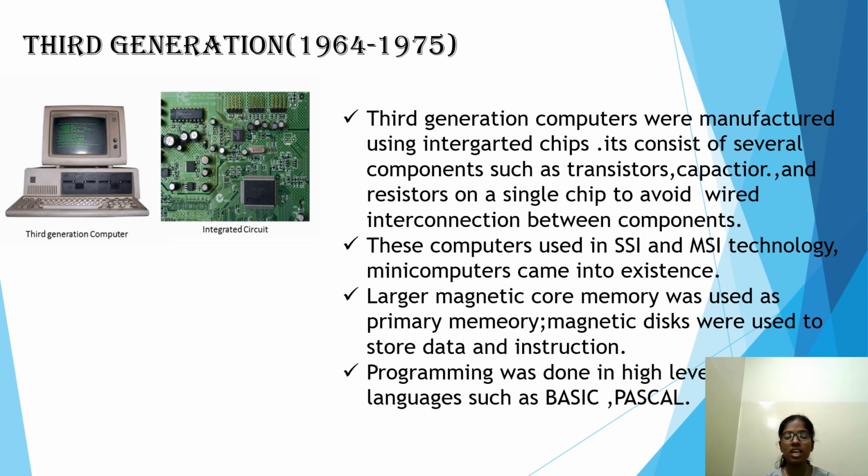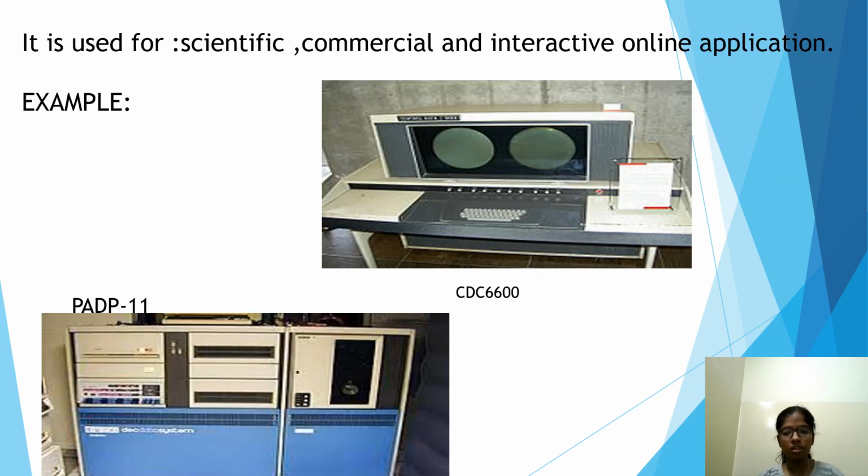This computer used SSI and MSI technology, and in third generation computers, minicomputers came into existence. It required a larger magnetic core memory as primary memory, and the magnetic disk was used to store data and instructions. Programming was done in high-level languages such as BASIC and Pascal. The third generation computers were mainly used in scientific, commercial, and interactive online applications. Examples are CDC 6600 and PDP-11.